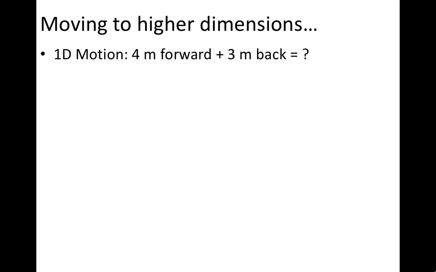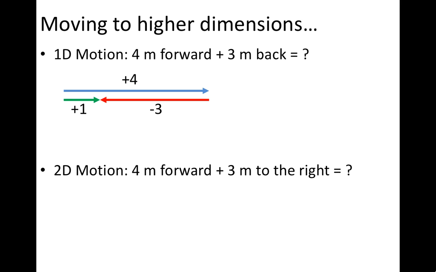And in one dimension, we can answer questions about vector addition quite easily. We just have to keep track of the directions with a positive or negative sign. For example, if we move 4 meters forward, we can make that 4 meters forward the positive direction. And then if we move 3 meters back, we can add those two to get +1, which means that our net motion is 1 meter forward.